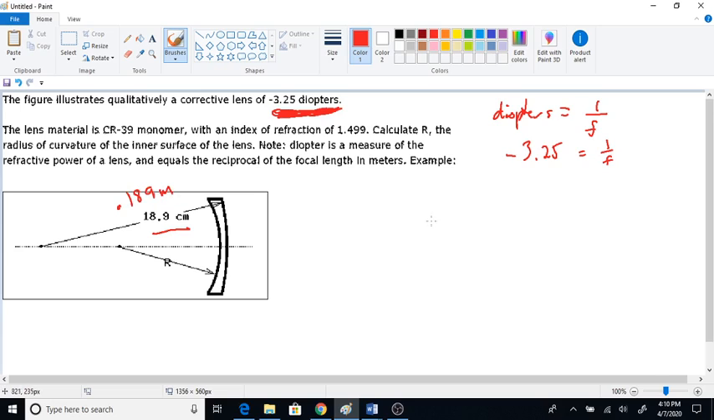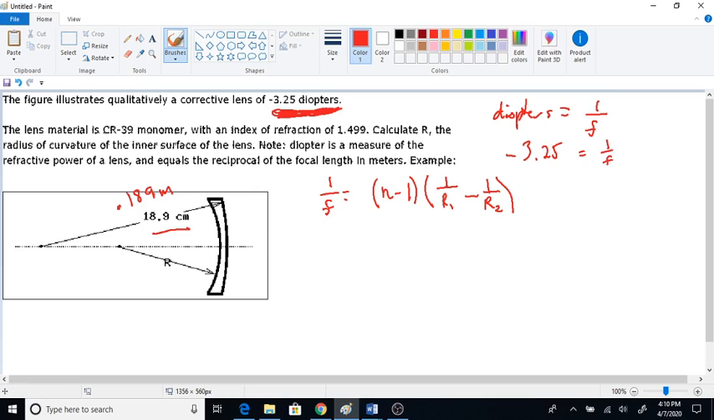So what is the equation? It's 1 over f equals n minus 1 times 1 over R1 minus 1 over R2. That's the focal length, the refractive index, and these are the radii of the surfaces.